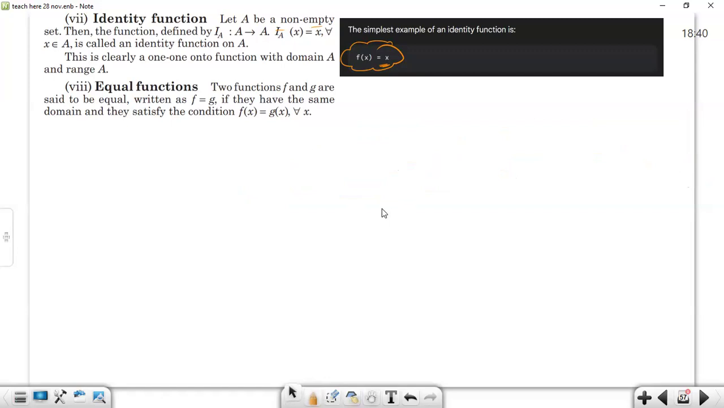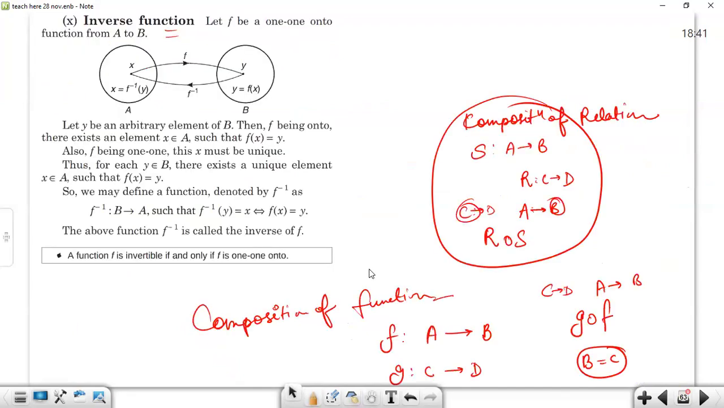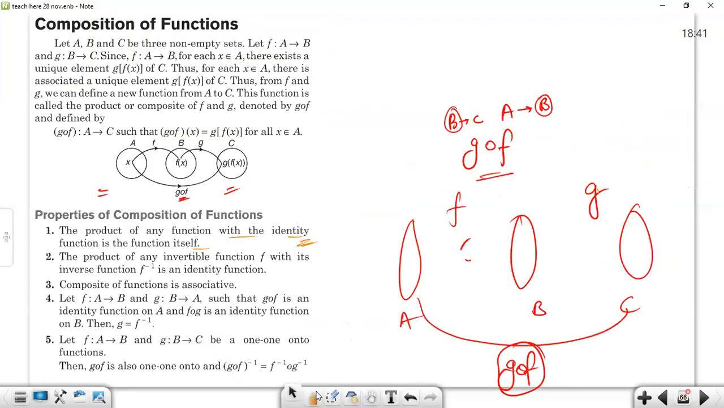Any composite function is getting multiplied. The product of any function with the identity function is the function itself. The product of any invertible function with its inverse function is an identity function. It's similar to saying that if we multiply 2 with 2's inverse, what is left is the identity, the unit. So if we multiply any function with its inverse function, if the inverse function exists, then what is left is the identity function. Clear?